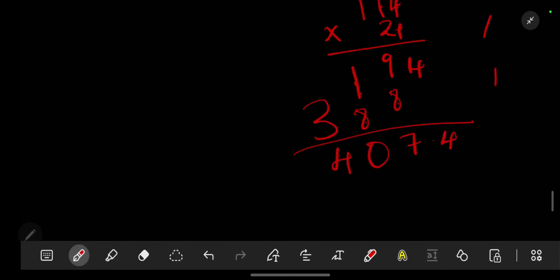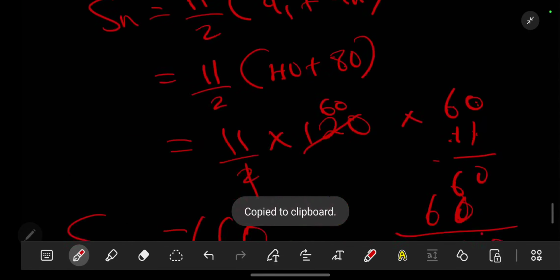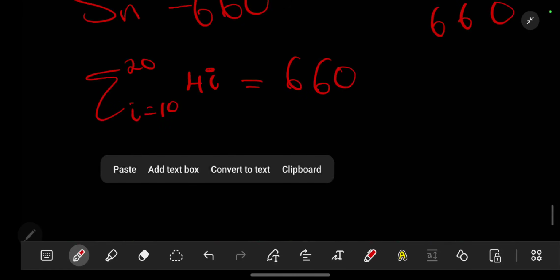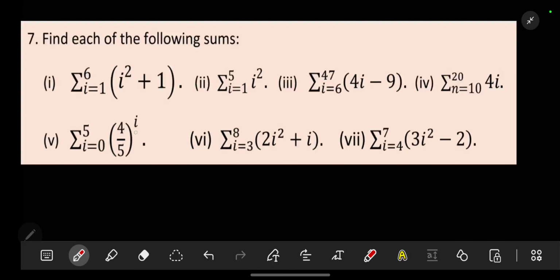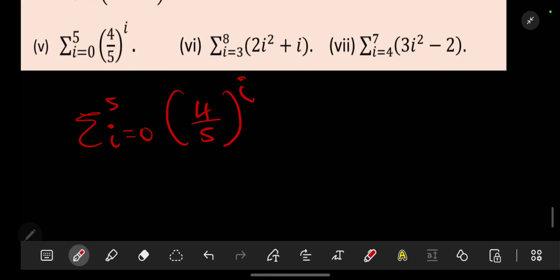With that said, let's move on to our next problem. If you're dividing numbers like this to some power, just know that it is not an AP, it can be a GP. Let's see. We have our A1 for the equation, the sum from i equals 0 of 4 over 5 to the power of i. What are we going to have?